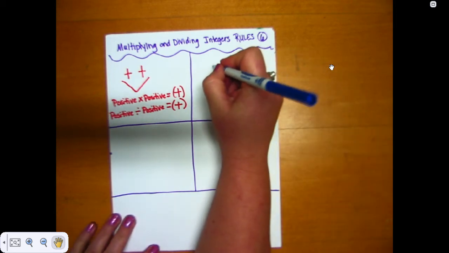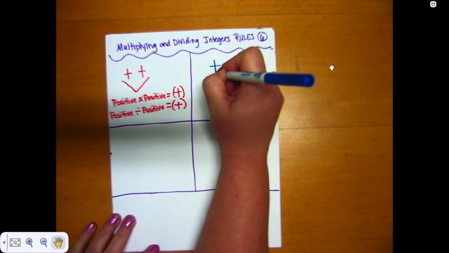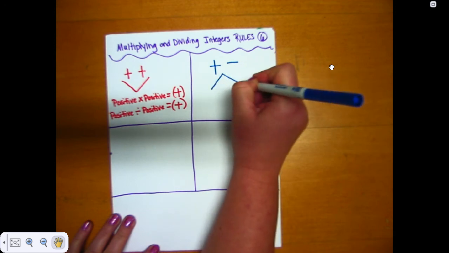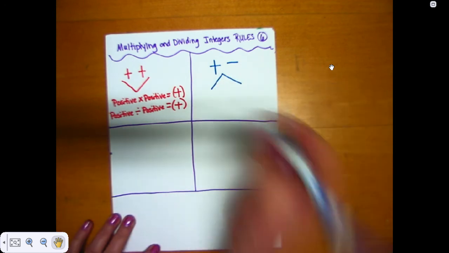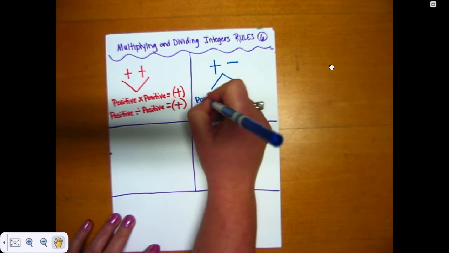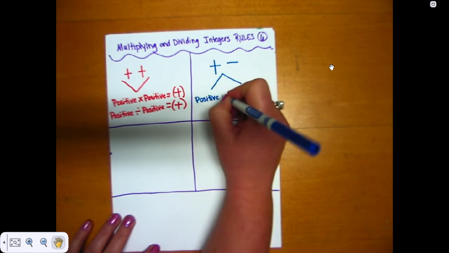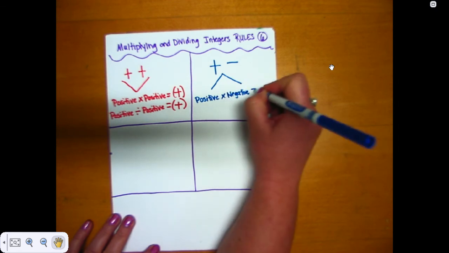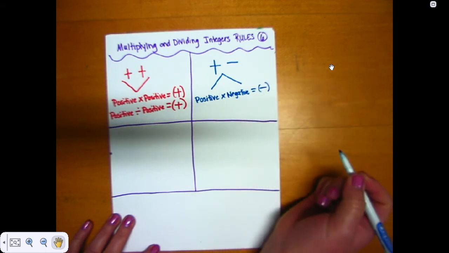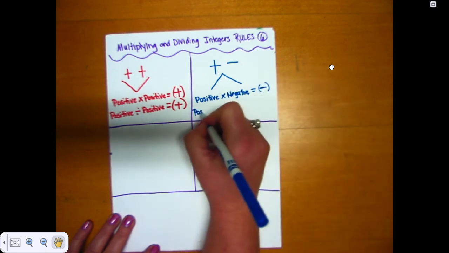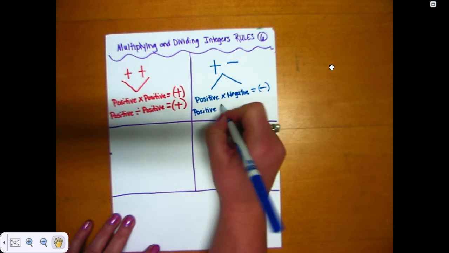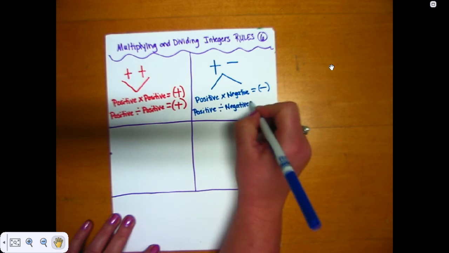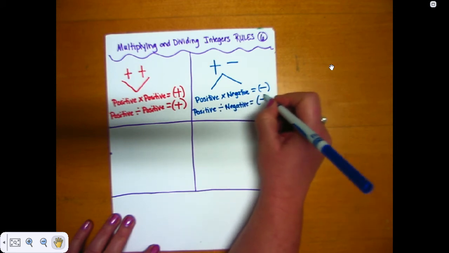So we saw that when we combined a positive and a negative, it was sad. It was negative. So let's explain this. Positive times a negative equals a negative answer. And also a positive divided by a negative also gave us a negative answer.